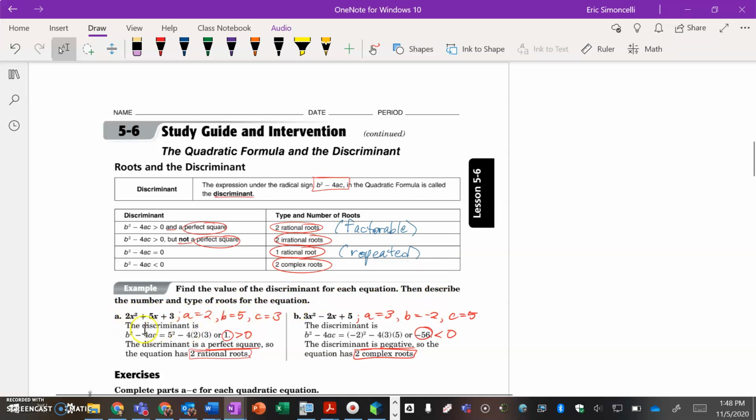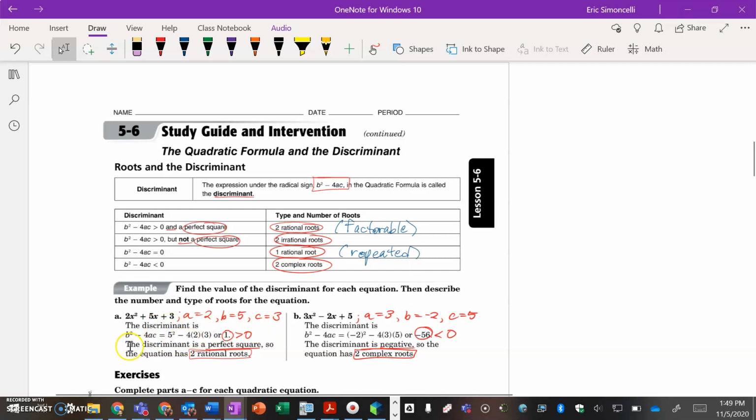For example, find the value of the discriminant for each equation, then describe the number and type of roots for the equation. Here's our equation, 2x squared plus 5x plus 3. Notice we're not doing any quadratic formula and solving here. We're just finding the value of the discriminant and continuing with the description, as you can read. a equals 2, b equals 5, c equals 3.